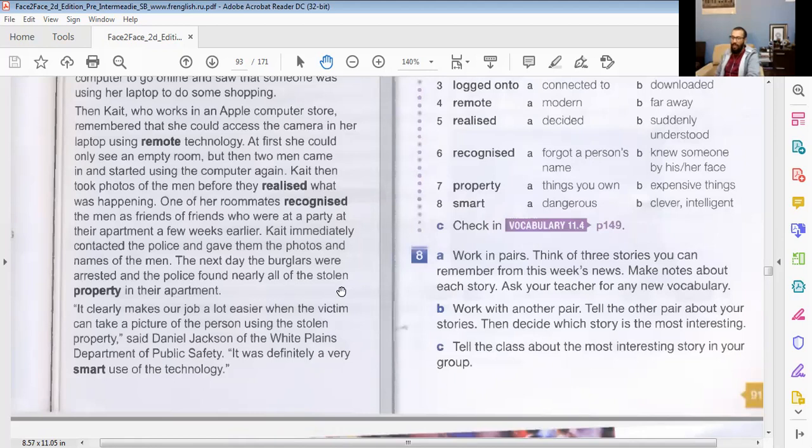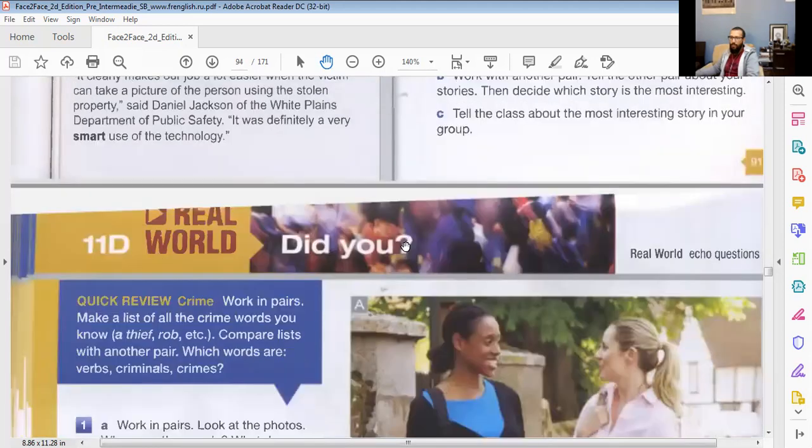And you could change the names of people to keep their identity. You don't have to say who they are. No, I can't remember any story. No recent stories. Anyways, this is what they want you to do in exercise 8. They want you to think of a story you've heard recently and maybe talk about it, write a few notes. All right, so let's move on.